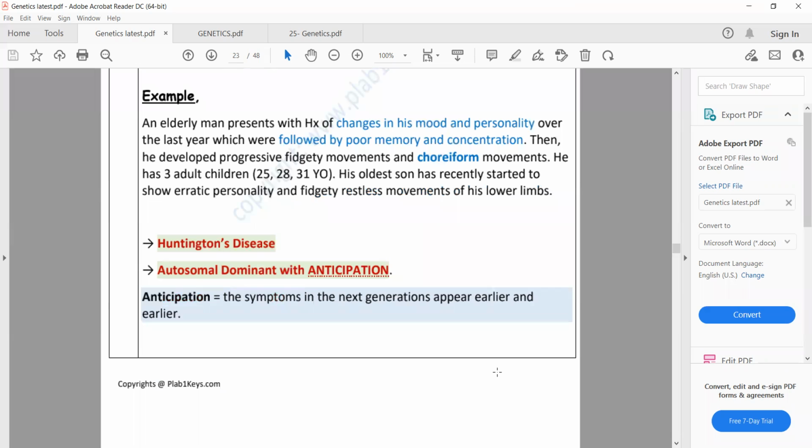Huntington disease is an autosomal dominant disease with anticipation. What is anticipation? The symptoms in the next generation appear earlier and earlier. For example, if the father has developed the disease at 50 years, his son will develop the disease at 40 years, and his grandson will develop the disease at 30 years. So this phenomenon is known as anticipation.